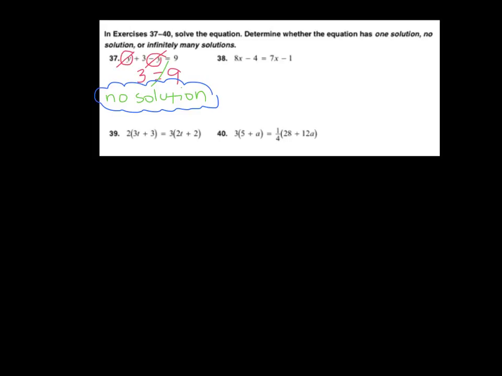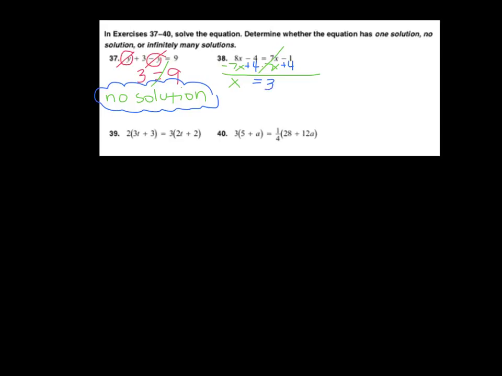So for number 38, notice I have variables on both sides here, so I know I'm going to start with inverse operations. The opposite of positive 7x would be to subtract 7x. And when I do that, those 7x's cancel, and I'm left with x on the left. And the opposite of negative 4 is positive 4, so I add 4 to both sides. And we can already see that we're going to have an actual answer here. We have that x is equal to 3.